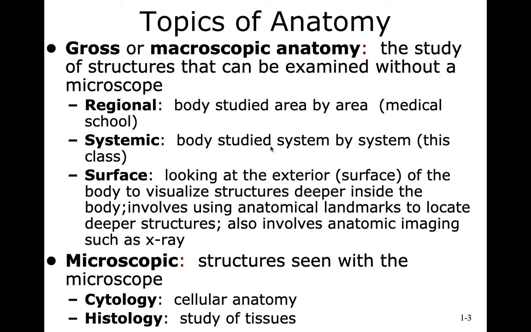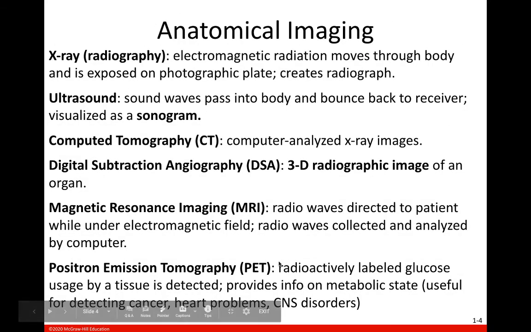Systemic anatomy is what we study in this class. We look at different body systems. So we study the muscular system, we study the skeletal system, we study the cardiovascular system. So we study them by systems. Surface anatomy is looking at the surface of the body. We also have microscopic anatomy, looking at cells and tissues, for example.